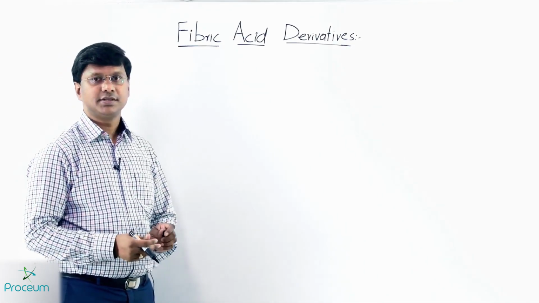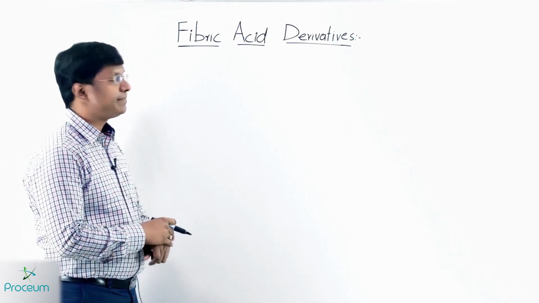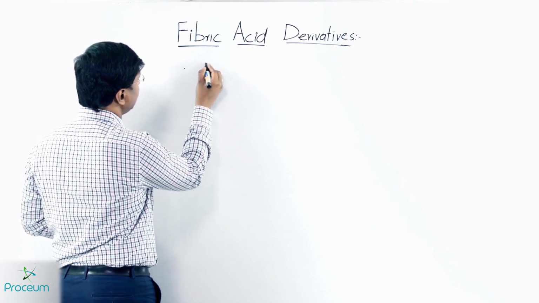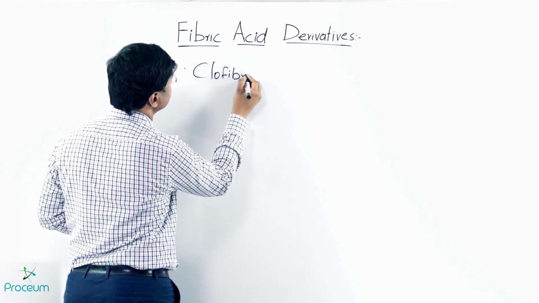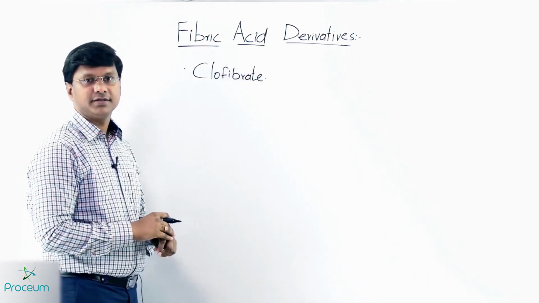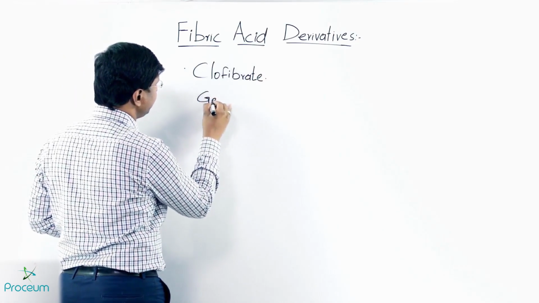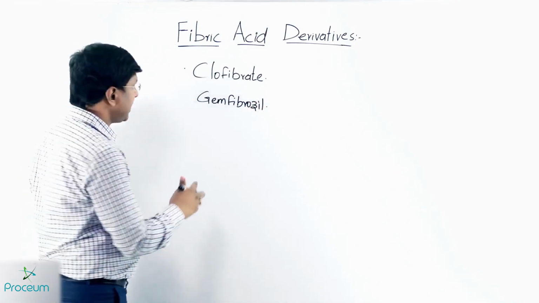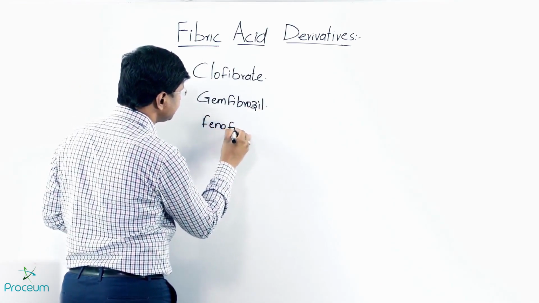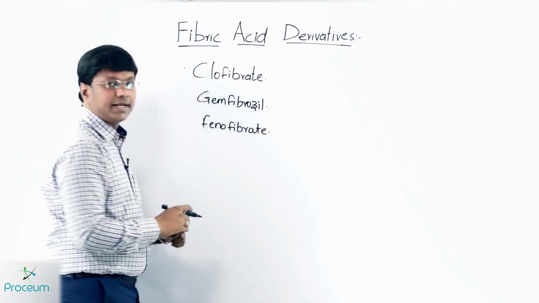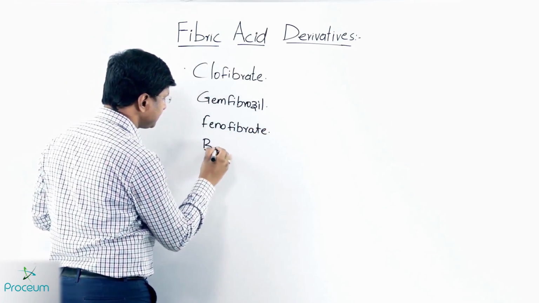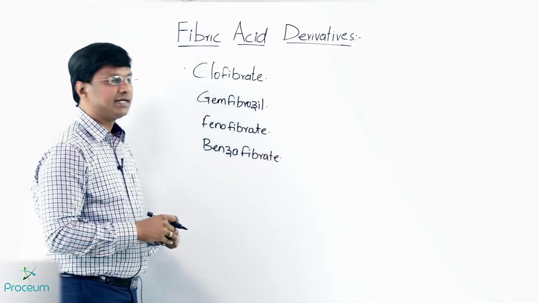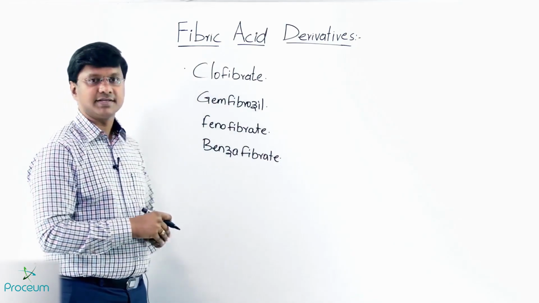So let me discuss the next group of anti-hyperlipidemic drugs, that is fibric acid derivatives. If you take the examples under this particular group, we have clofibrate, Gemfibrozil, Fenofibrate, and later we have Bezafibrate. So these are the fibric acid derivatives.